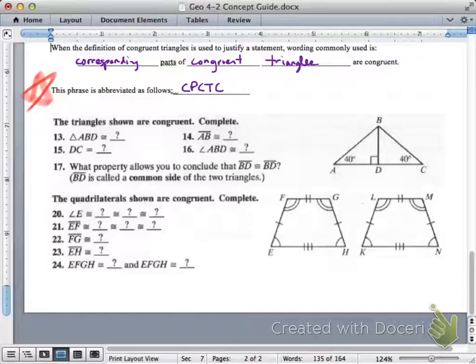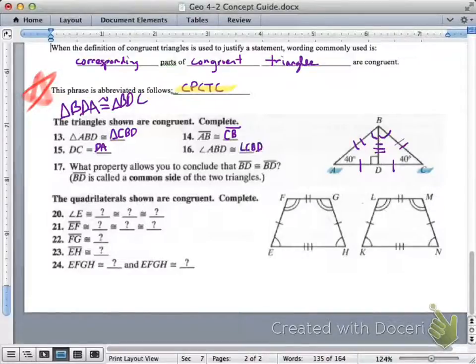All right, go ahead and pause the video one last time and see if you can answer these last questions, 13 through 24. Did you figure out here that we could also say the corresponding parts of these triangles, BD is congruent with itself? That's the reflexive property as well. So it's CPCTC, and it's corresponding parts of those congruent triangles.